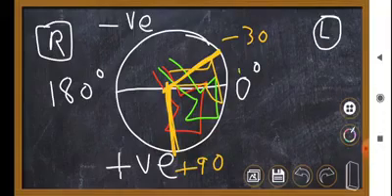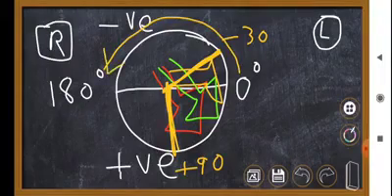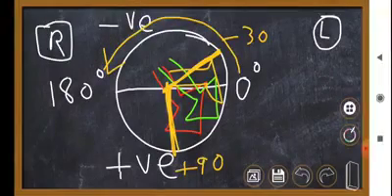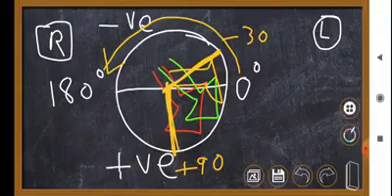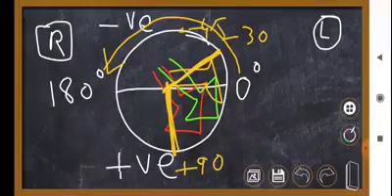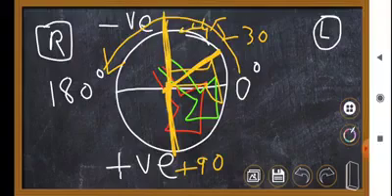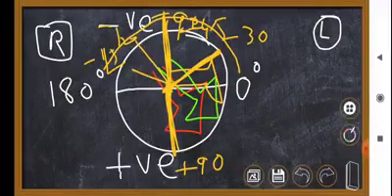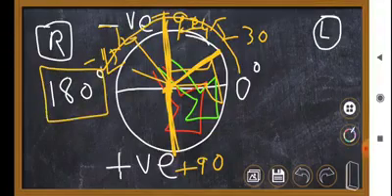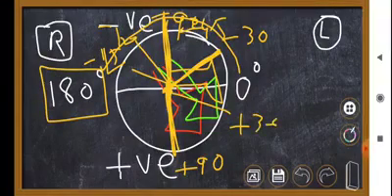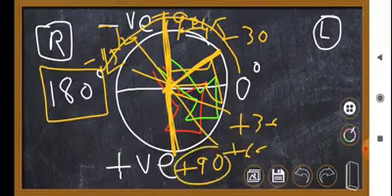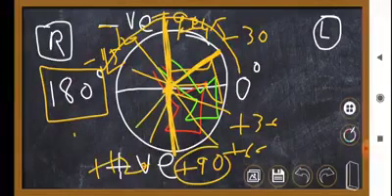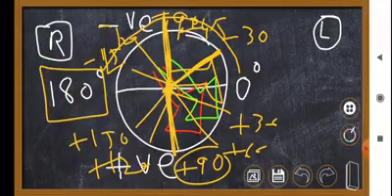On this side we gradually move towards 180, but here the calculation is in the minus form, like this is minus 30, this is minus 45, this is minus 60, and exactly at the top it's minus 90, and then minus 120, minus 150, and reaching 180. Similarly here, plus 30, plus 60, plus 90, plus 120, and plus 150.